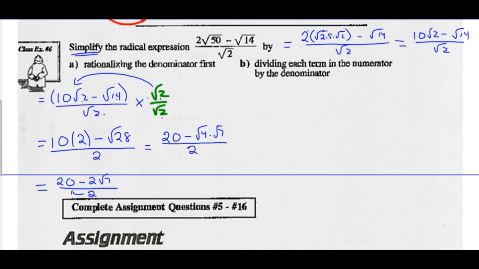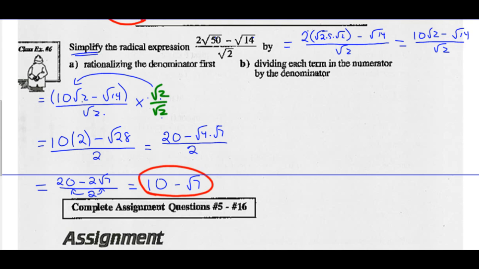I should divide every term in the numerator by 2 now. So 20 divided by 2 is 10. And negative 2 root 7 divided by 2 is a negative 1 root 7. That's simplest mixed radical form. All right.